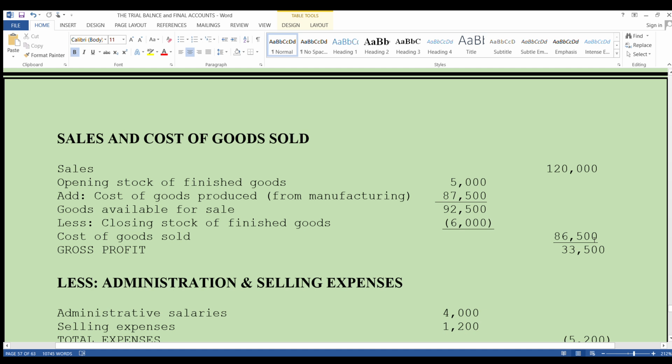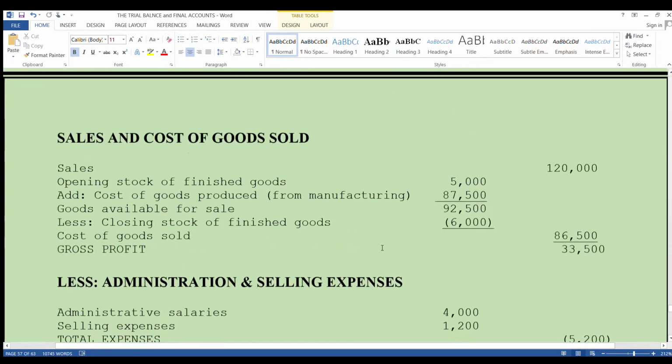What is the profit? The profit is the difference between the amount of money we've made from sales minus the amount of money we spent in making those goods that were sold, which is the cost of goods sold. So the difference will give you 3,500. That is the gross profit. So here you have factored in the manufacturing account.